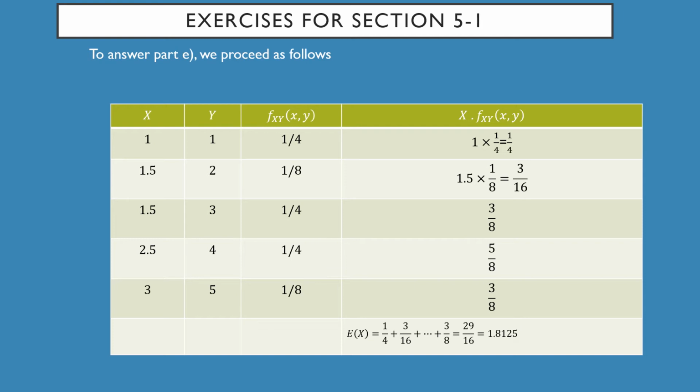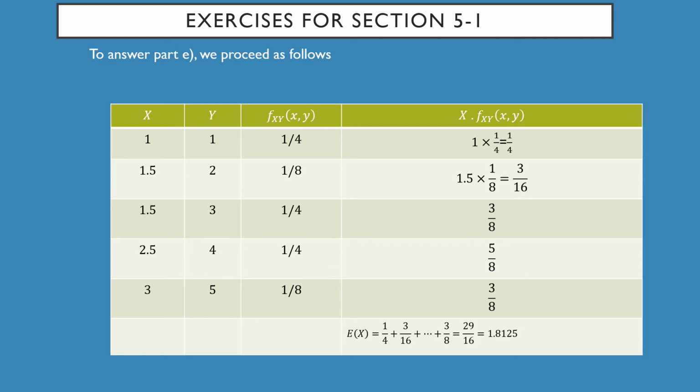Similarly, when we have to find the mean for y, take into consideration all the values of y, multiply one by one with their corresponding joint probability mass function value, and sum it to find the mean for y. So let us start with E of x.